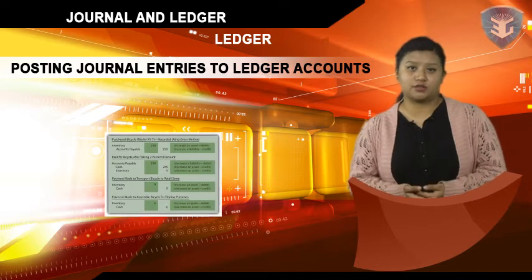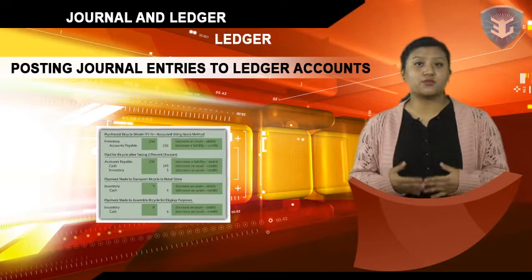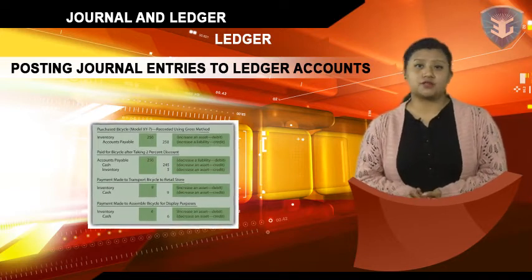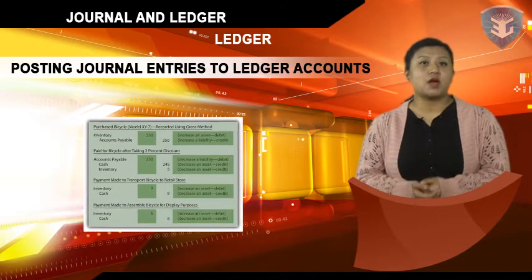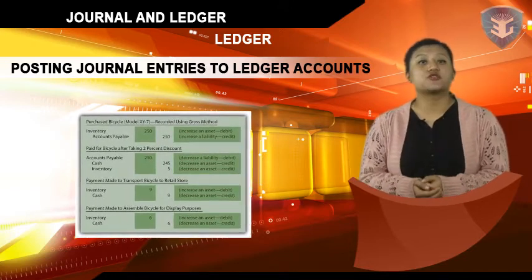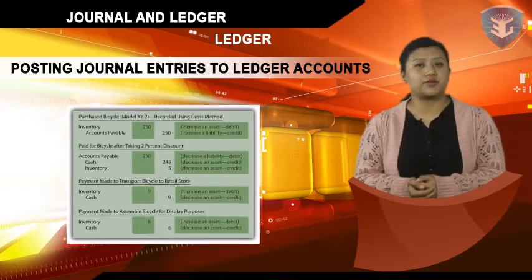Posting journal entries to the ledger accounts. The second step of the accounting cycle is to post the journal entries to the ledger accounts. The journal entries recorded during the first step provide information about which accounts are to be debited and which to be credited, and also the magnitude of the debit or credit. See debit credit rules.